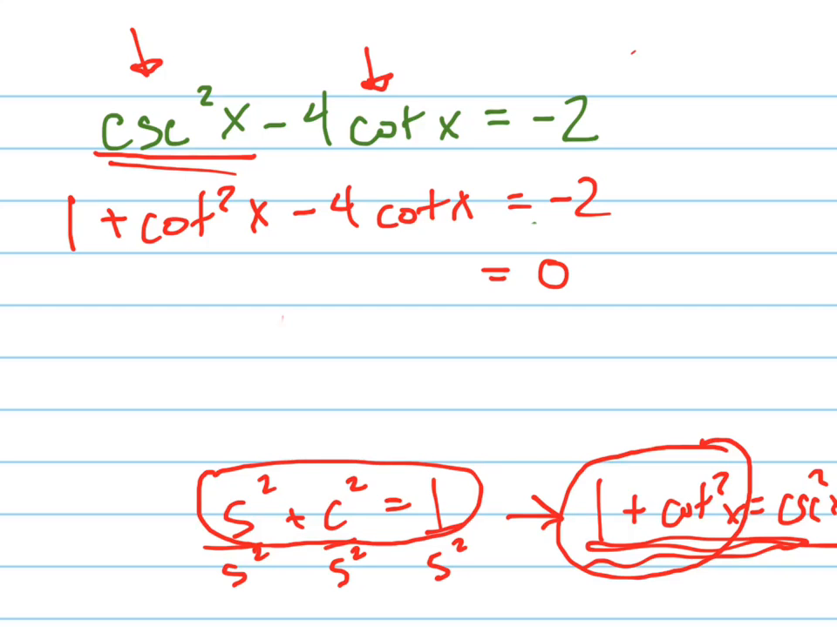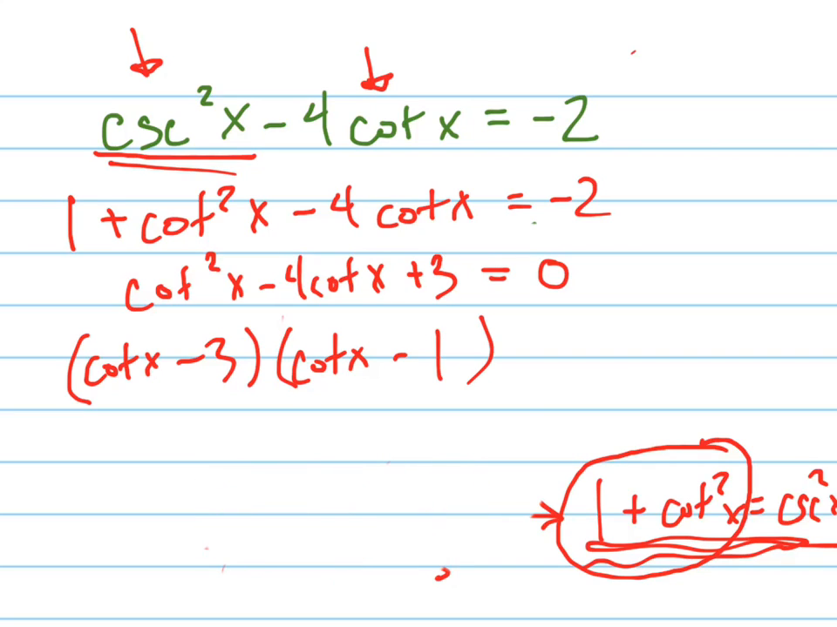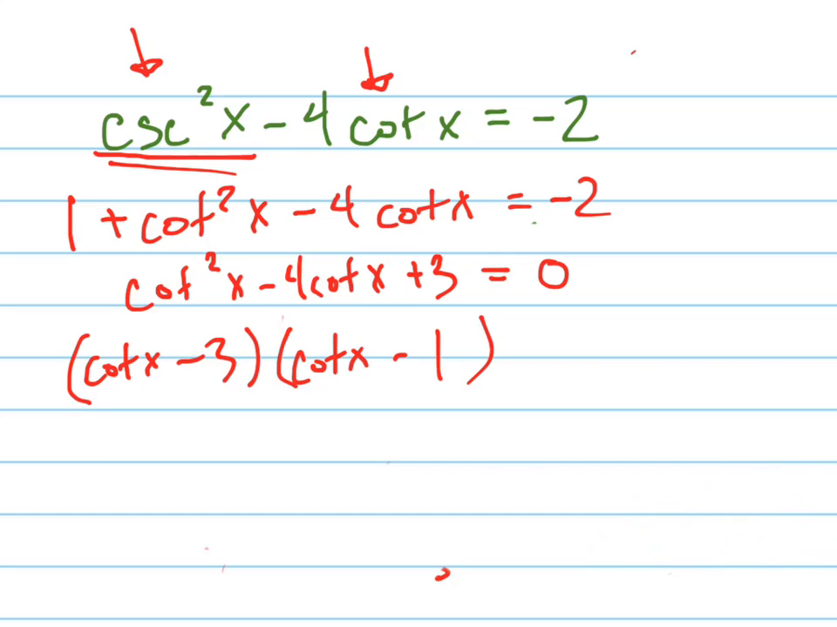So I'm going to move everything over. It's just a quadratic equation. I'm going to set it all equal to 0. Cotangent squared x minus 4 cotangent x plus 3 equals 0. Now I can factor that into cotangent x minus 3, cotangent x minus 1. That's how that factors. If you don't remember how to factor, you can go back and review that. I'm not going to spend the time to re-explain that.